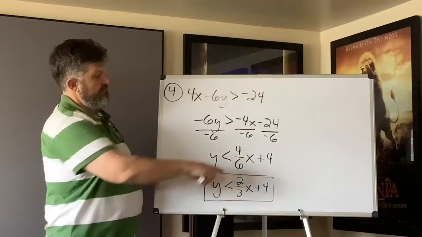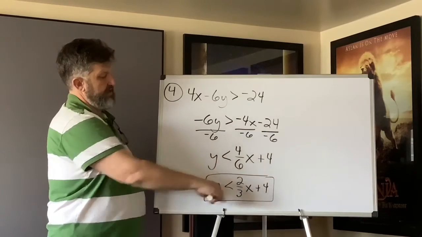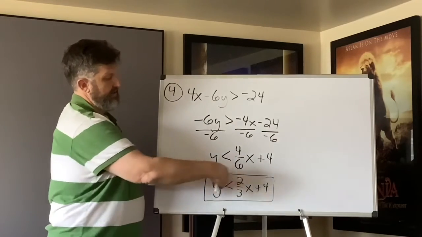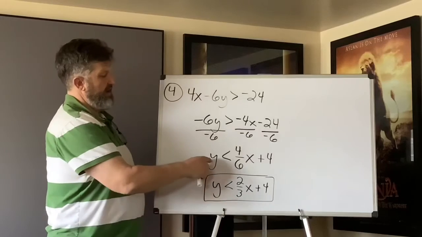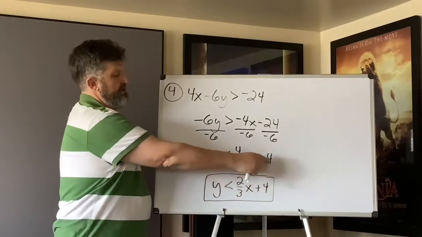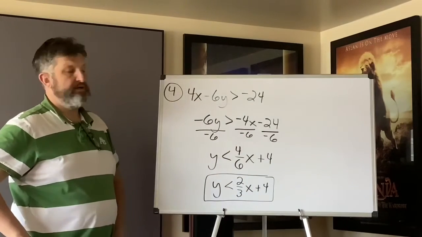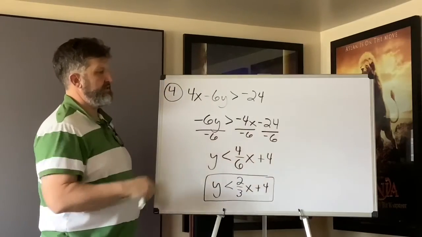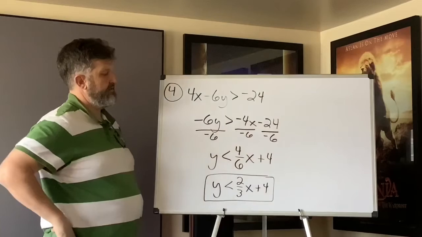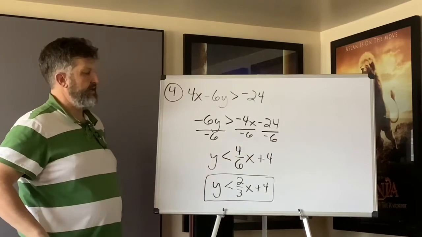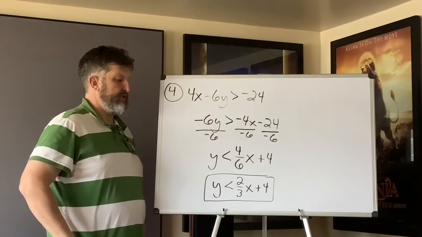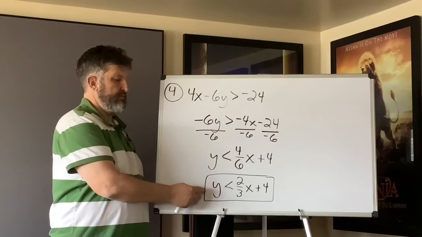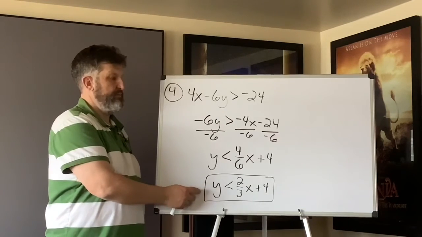Now, 4/6 can be reduced down to 2/3. So I actually like this way better. If you got it here, y is less than 4/6 x plus 4, that's fine. It's going to work. Up 2 over 3, up 2 over 3 is the same as up 4 over 6. So they're both the same exact answer. I don't care which one you change it to. If it was me, I would reduce it and change it to this one. It makes it easier to graph.